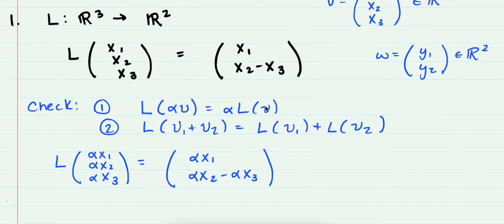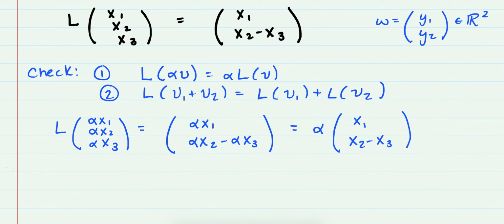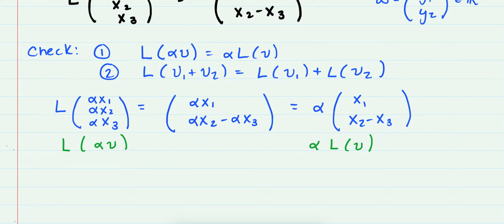And now we're going to compare it with alpha times L of that vector. Notice that in R2, you can pull out the alpha, and you get x1, x2 minus x3. So this is L of alpha times V, and this is alpha times L of V. So the first condition is satisfied. Let's check the second condition.